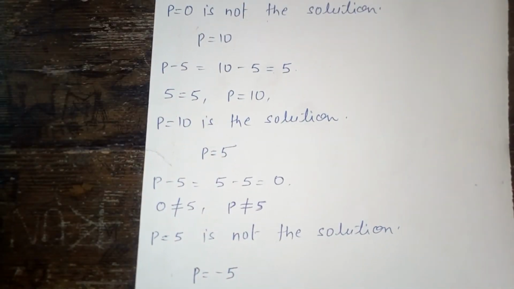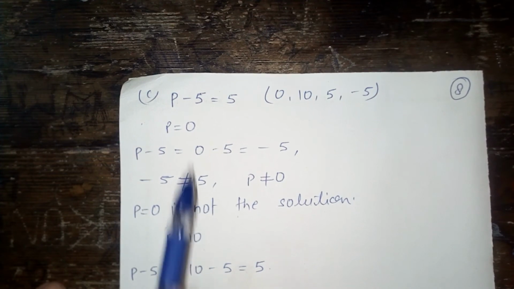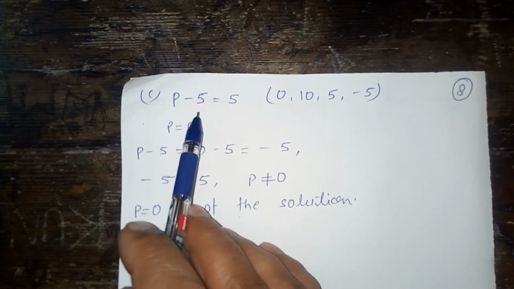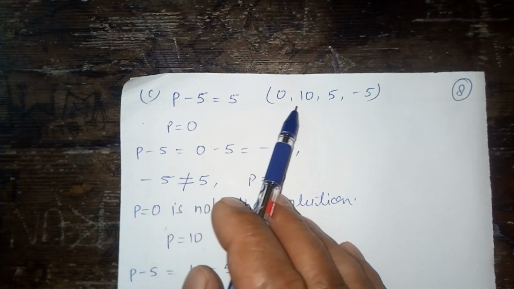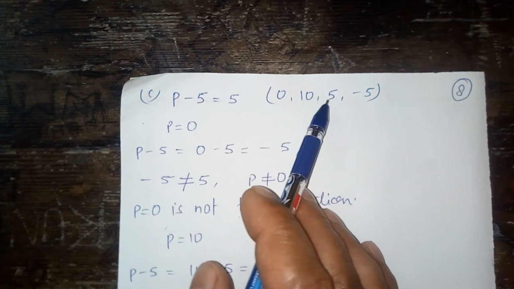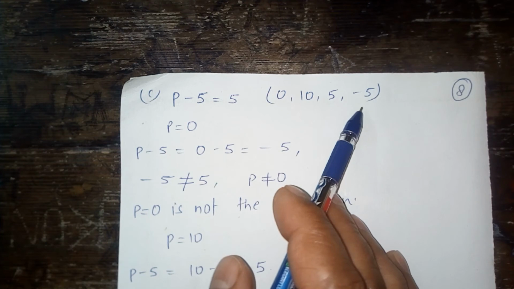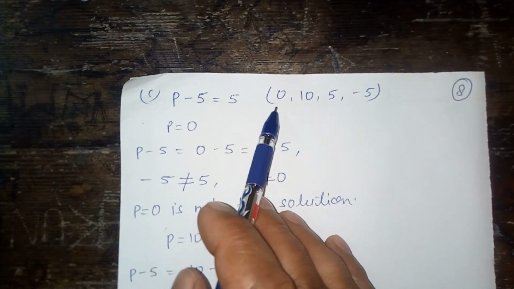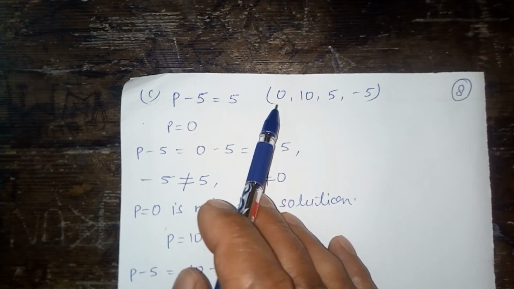Again, my dear student, we will discuss one more problem. This is p minus 5 is equal to 5. There are 4 values of p. Among these 4 values, only 1 value is correct and 3 values are wrong. So first we will discuss p is equal to 0.